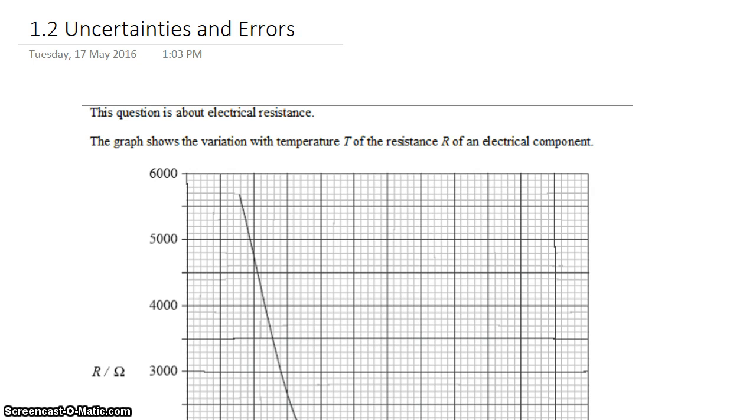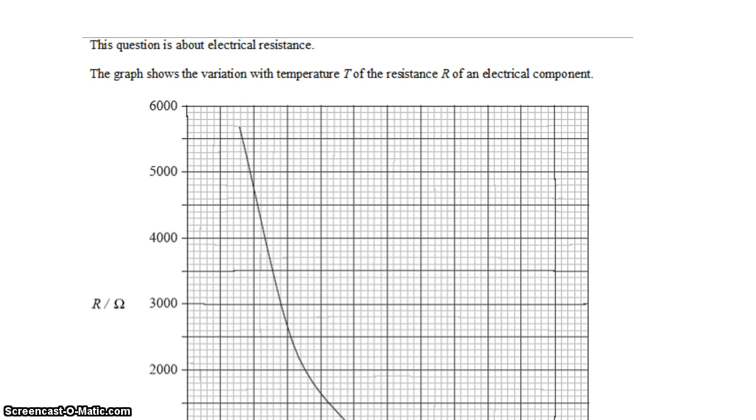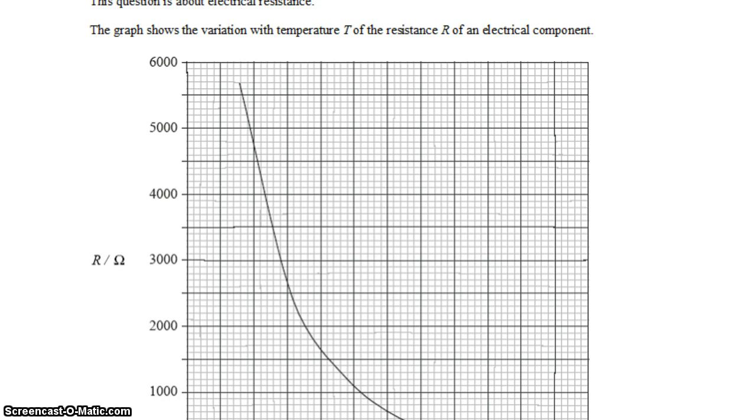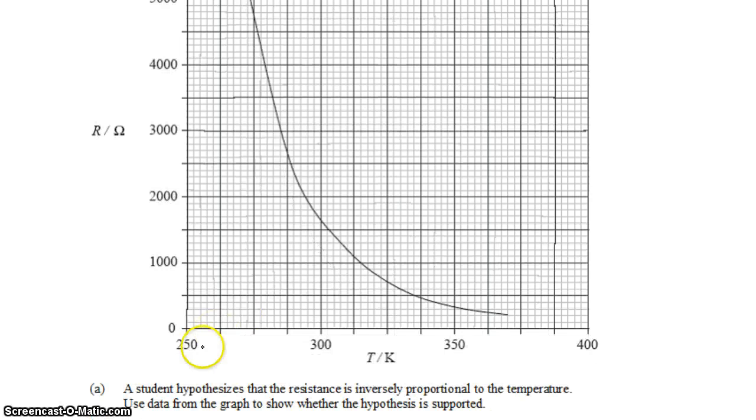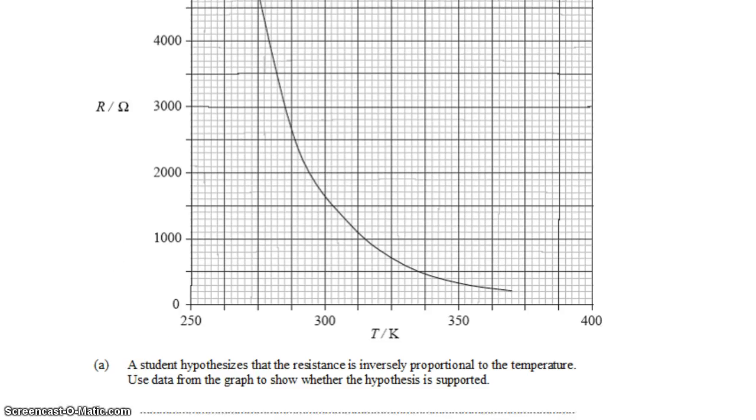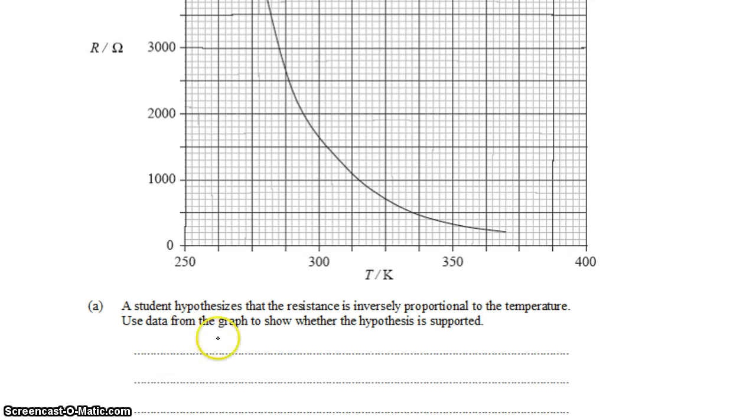We're looking at uncertainties and errors in the context of data analysis questions. We have a question here where we have a graph of the temperature of an object and its resistance. So we're changing the temperature of the object and looking at how its resistance changes. Based on the shape of the graph, a student hypothesizes that the resistance is inversely proportional to the temperature. We want to use data from the graph to show whether this hypothesis is supported.